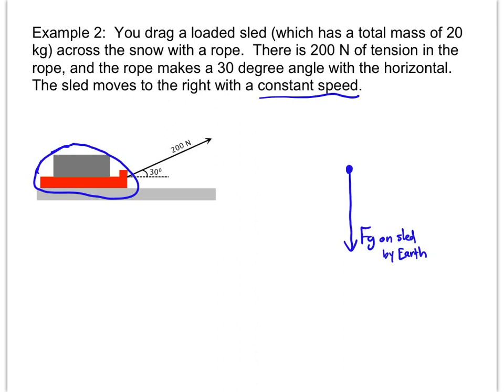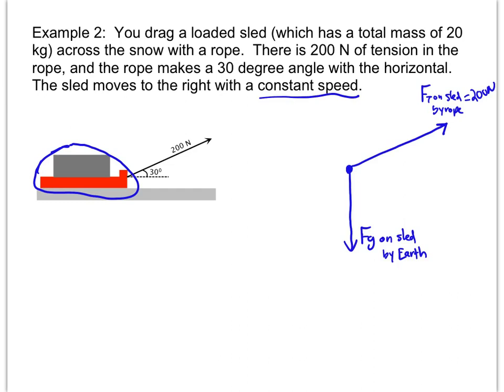And we've also got this 200 newton force that points here. And this is Ft on sled by rope. And we already know that's 200 newtons, so let's write that there.